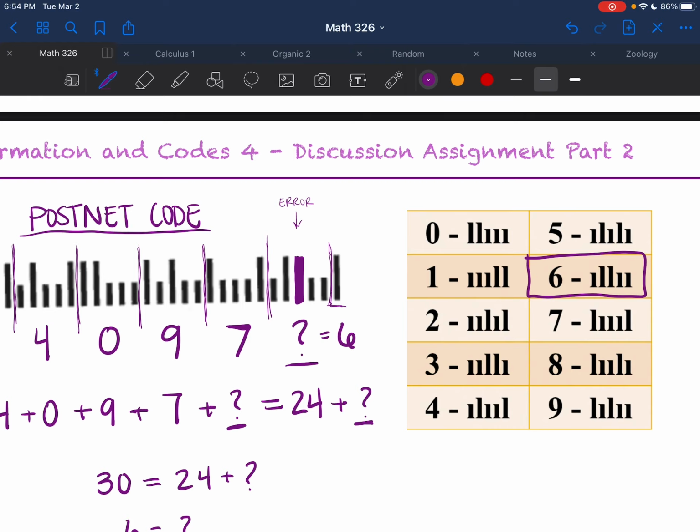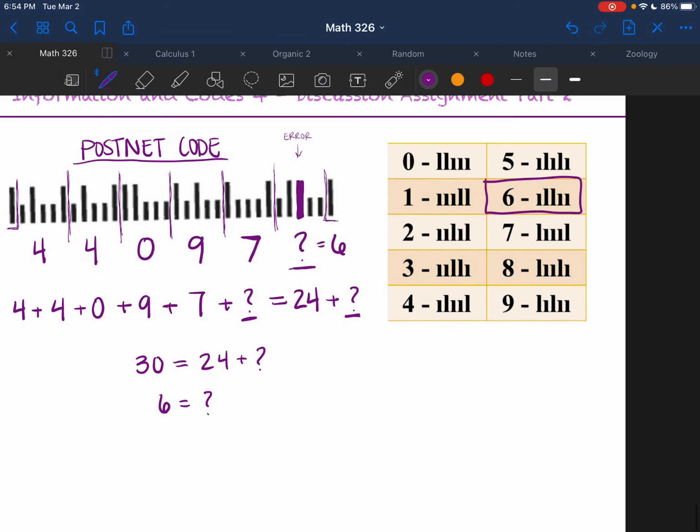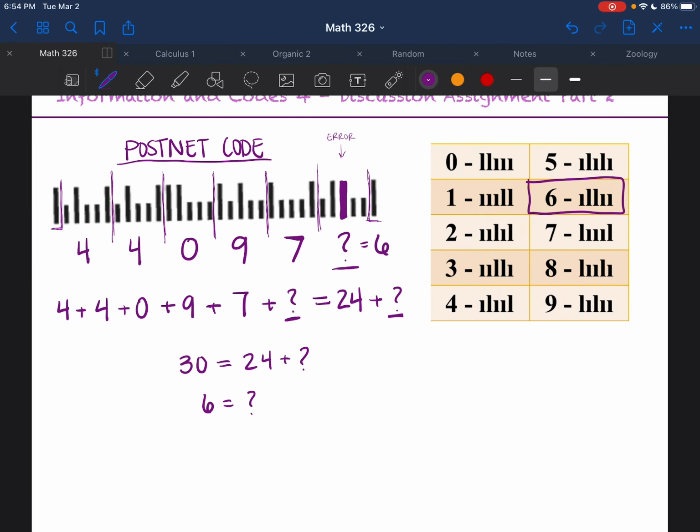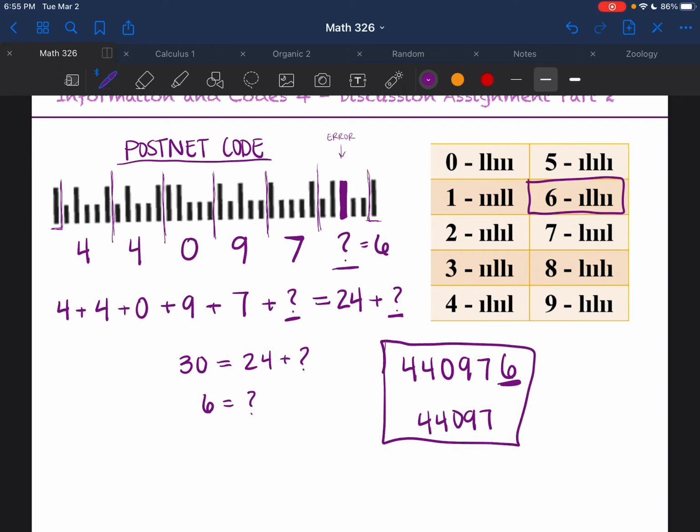But that would be what our correct postnet code would look like, and then our correct digits of that postnet code would be 440976, with 6 being our check digit, and then the correct zip code just by itself would be 44097. So that is it. We found the error in this postnet code, we corrected it, we decoded it, and we did that all using the knowledge in our brains.